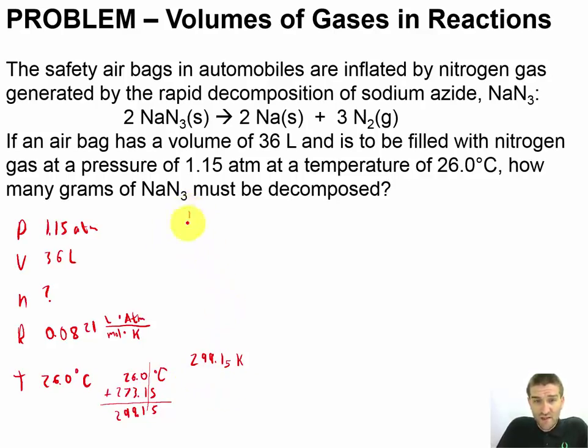Now I'm set to set up my PV equals nRT. We'll set up my pressure to be 1.15 atmospheres. We'll have our volume, 36 liters. Those are being multiplied. That's going to equal my number of moles, which is a question mark at the moment, times my R, which is 0.0821 liters atmospheres over moles Kelvin. Now, on this side, I can already see that I'm going to be able to cross-cancel my liters in just a moment. And I'm going to be able to cross-cancel my atmospheres as well.